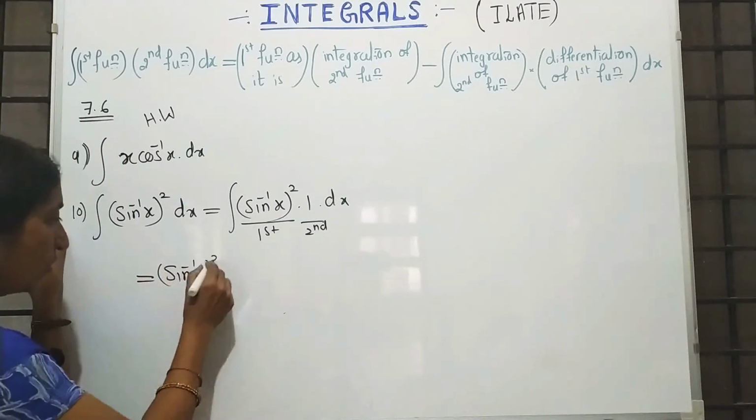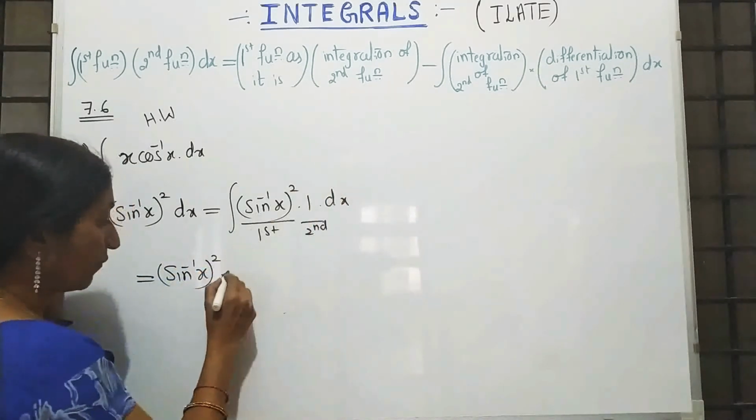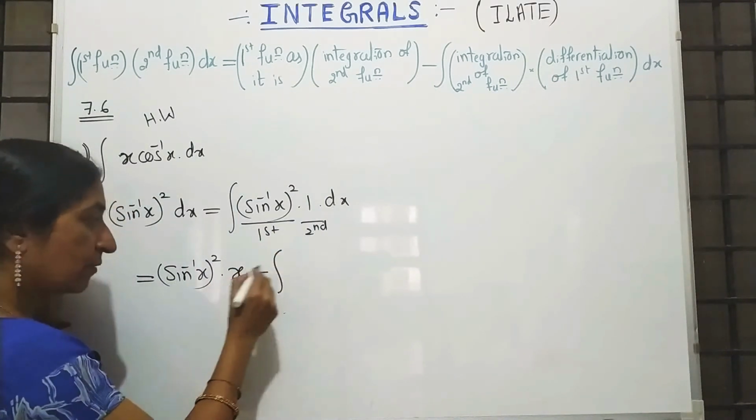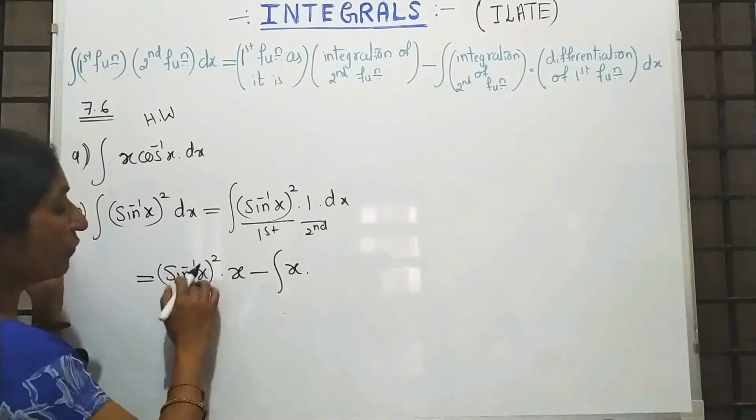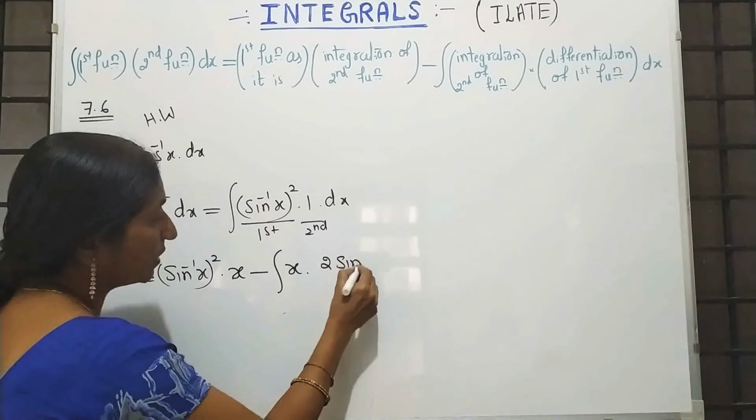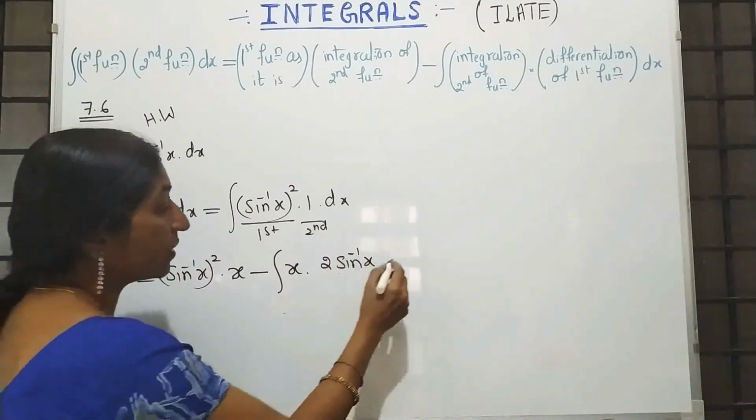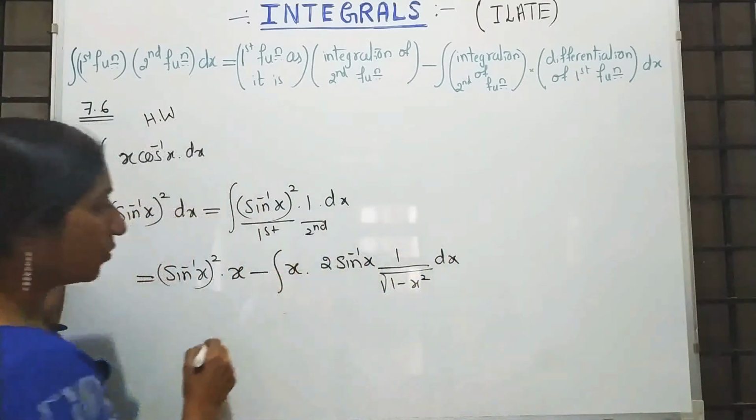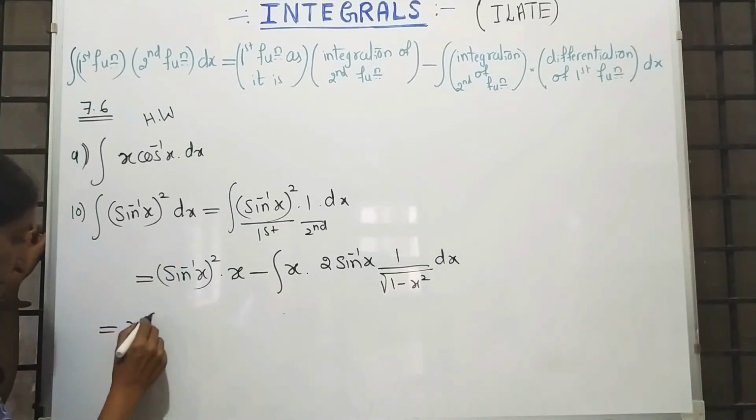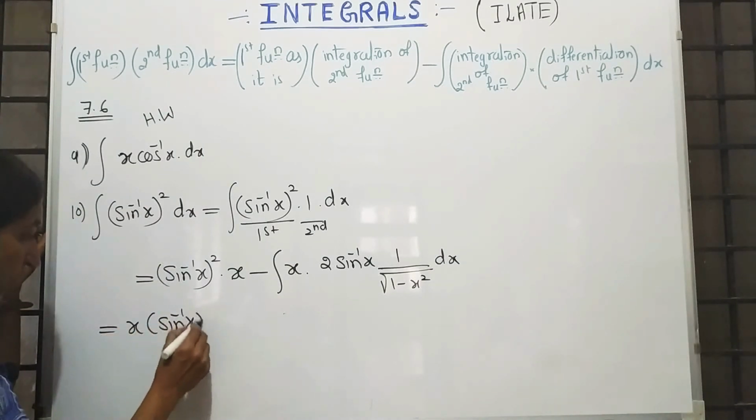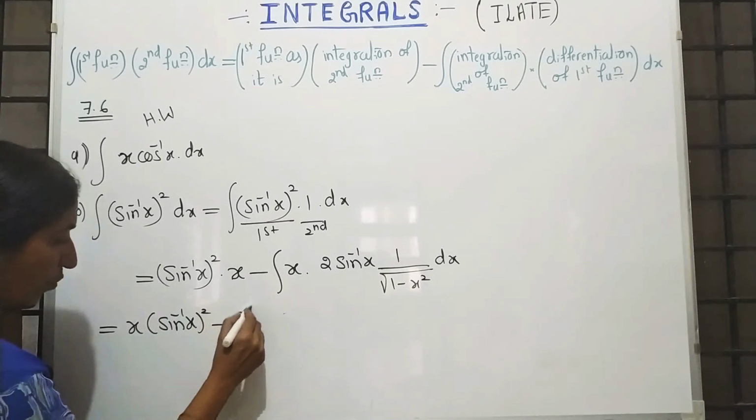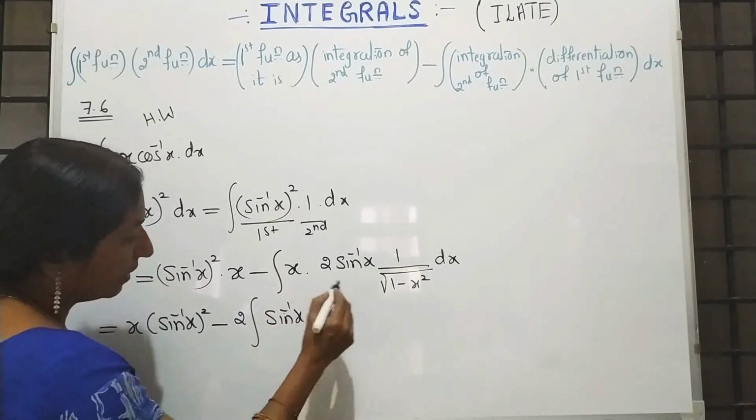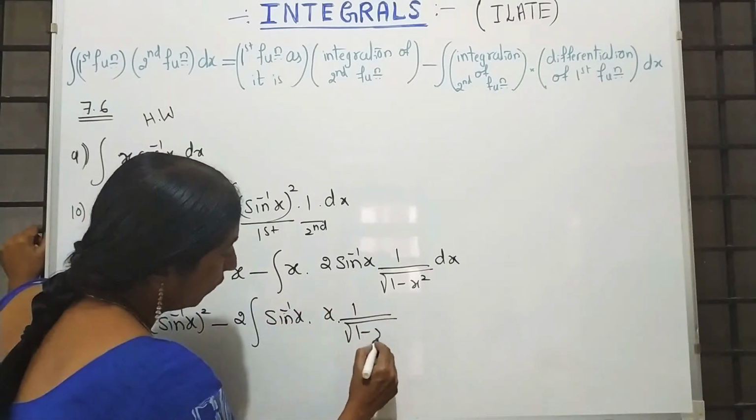Sin inverse x whole square as it is, integration of second function. Integration of 1 is x, minus integration of, whatever the term you are getting, write down that term. Differentiation of first function, that is 2 into first power sin inverse x into differentiation of sin inverse, which is 1 upon root of 1 minus x square into dx. Just rearrange it. x into sin inverse x whole square minus 2 outside. I am writing this as sin inverse x into 1 upon root of 1 minus x square.